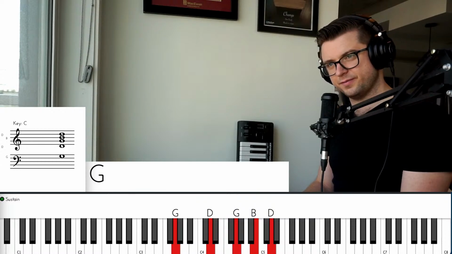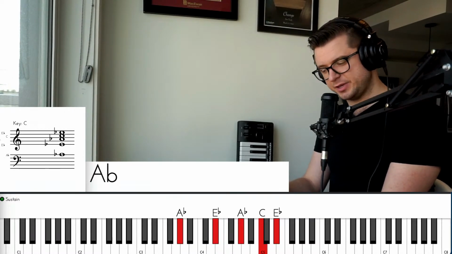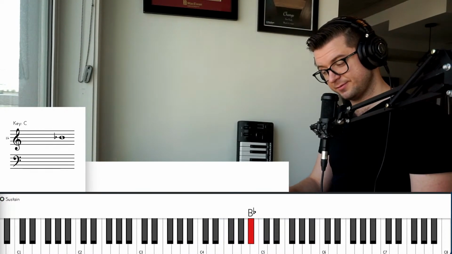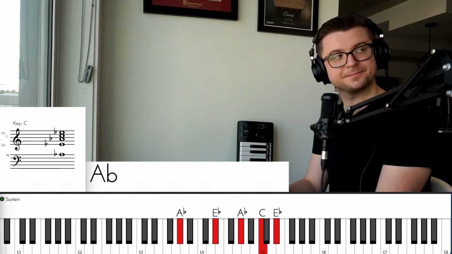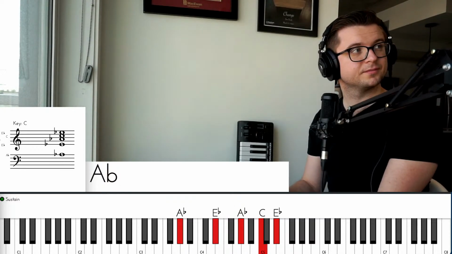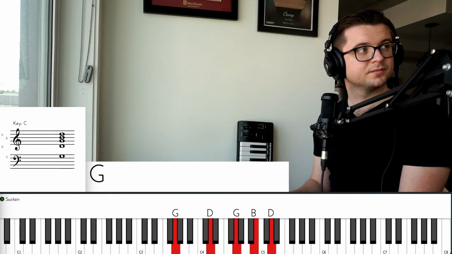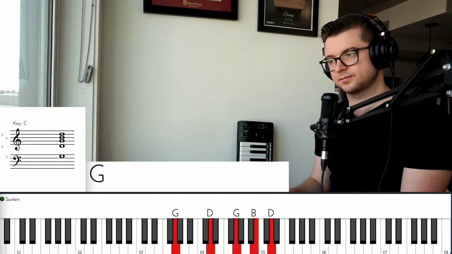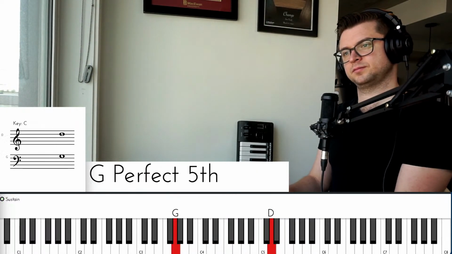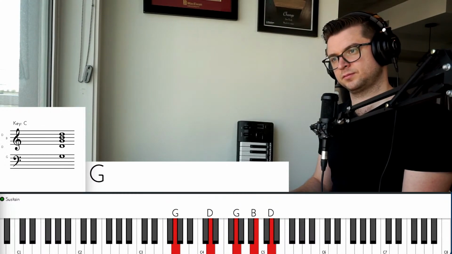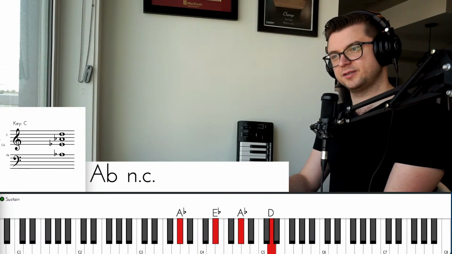Again, same thing. We have a 5 and then a flat 6 major from the parallel minor. And then you just add some rhythms on it.